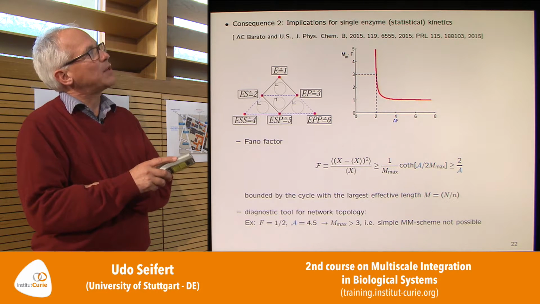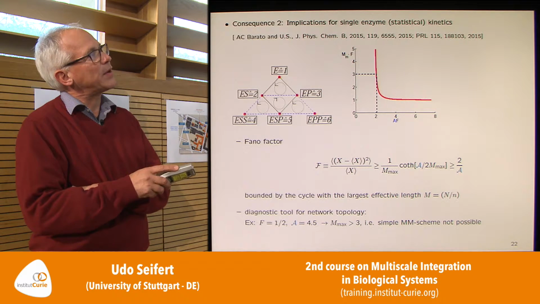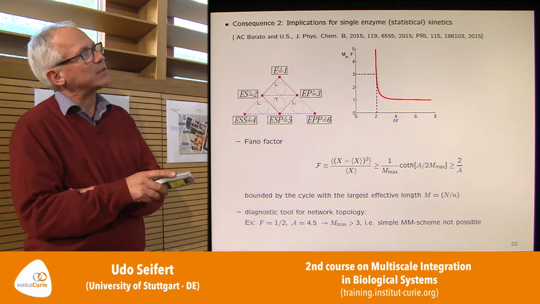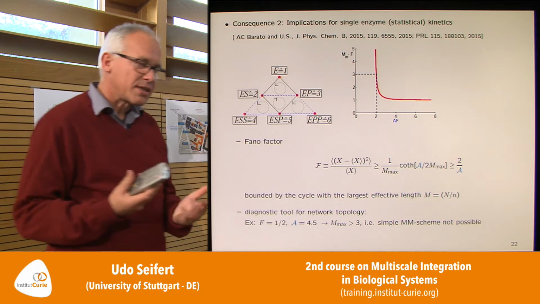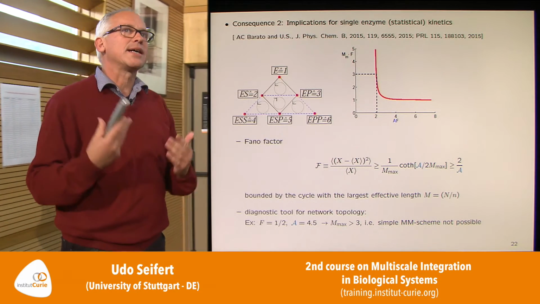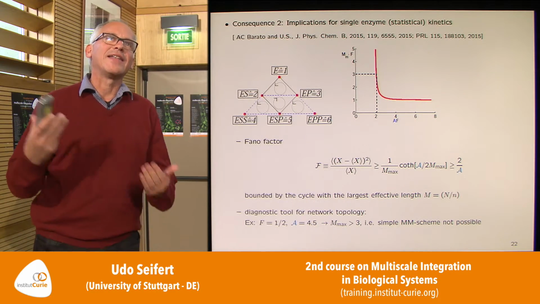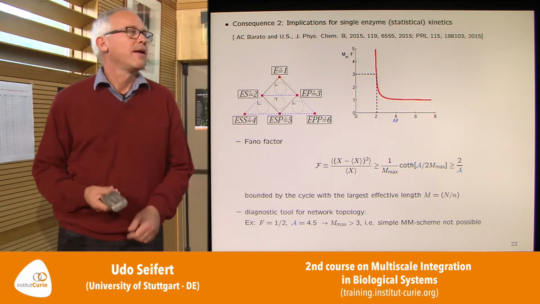So since the Fano factor is bounded by this quantity, by measuring the Fano factor, and by knowing the affinity, the delta mu of the hydrolysis, which you should typically know, you can get a bound on this Mmax. And this you can then use as a diagnostic tool for inferring an unknown underlying topology of your reaction network.